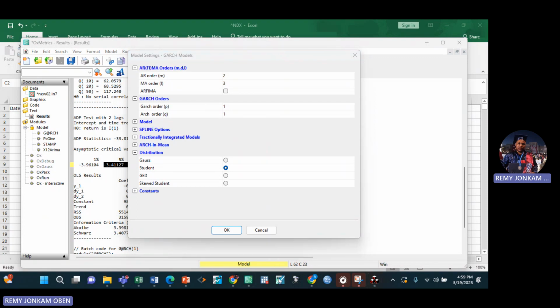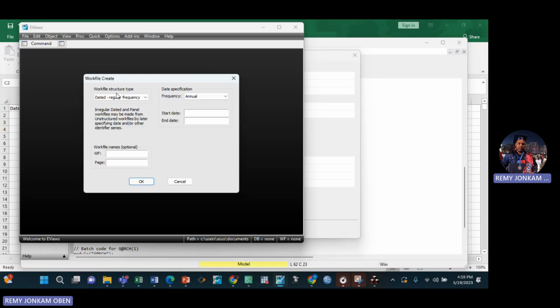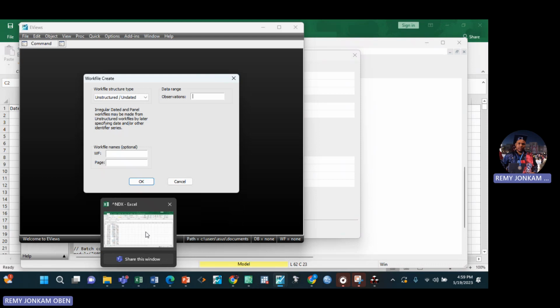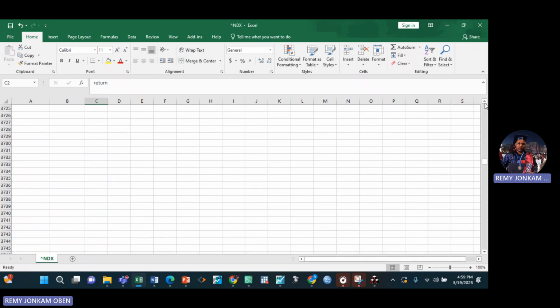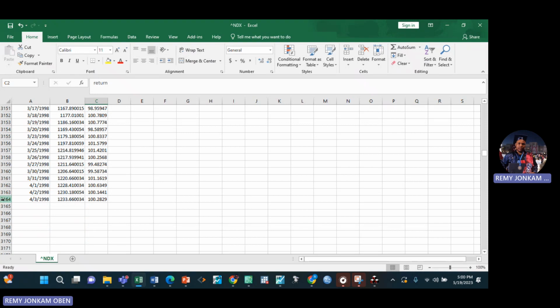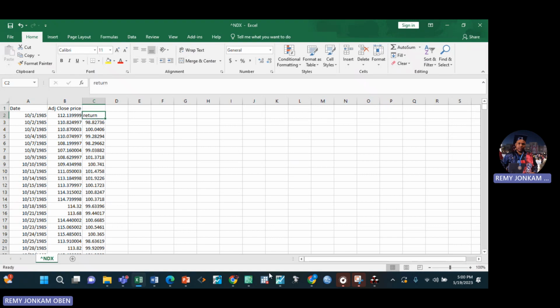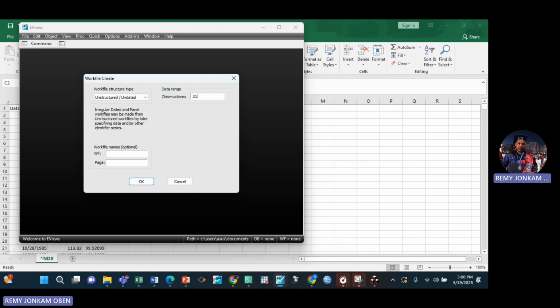First of all, I'll open eViews. I'll click here. I'll use unstructured, undated, so that I will just type in the number of observations. How many observations do we have? I think 3,000 and something. 3,164, but you see the first two cells are not included. So we have 3,162 observations. So I'll put here 3,162 observations.